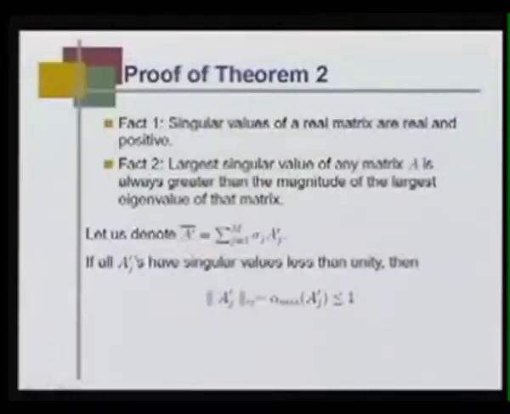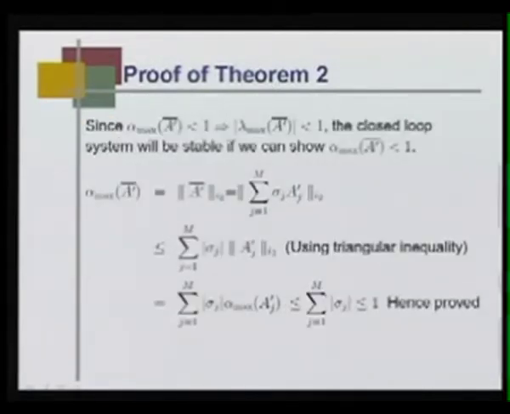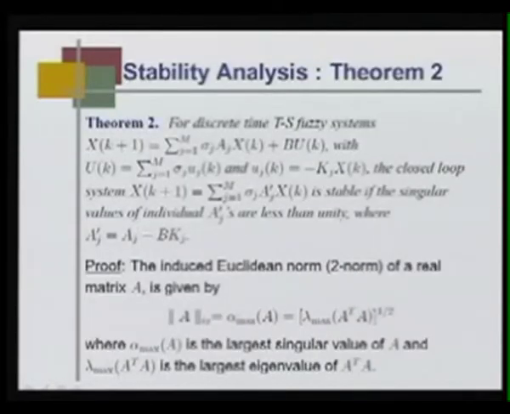So, now let us denote A bar dash as sum over j equal to 1 to m of mu_j A_j'. If all A_j' have singular values less than unity, then obviously the induced norm of A_j', which is the maximum singular value of A_j', is less than 1. Since alpha max of A bar dash, the largest singular value, is given, because we are saying in the theorem that if the largest singular value of each individual matrix is less than unity, then the system is stable. That is what we are saying.